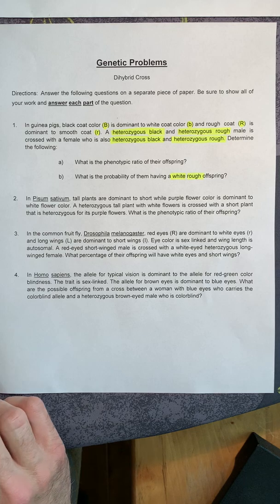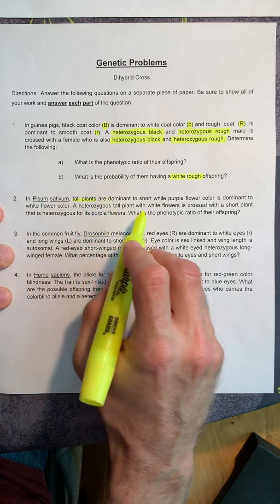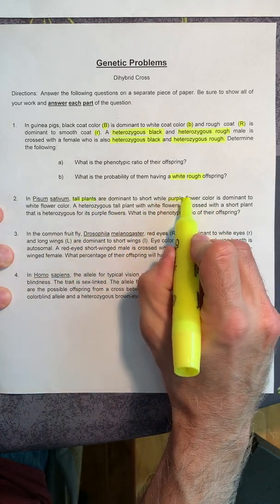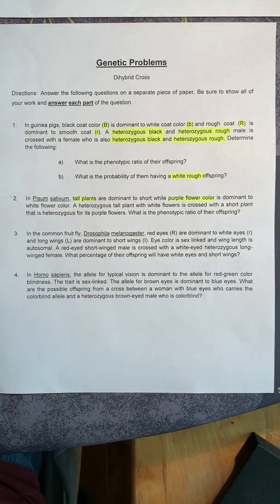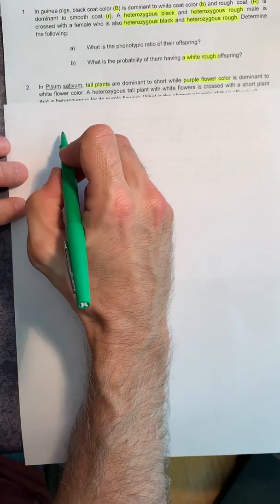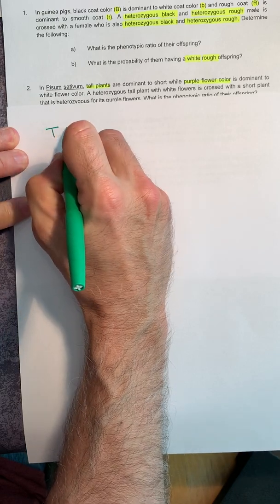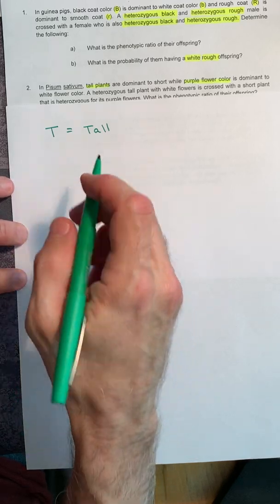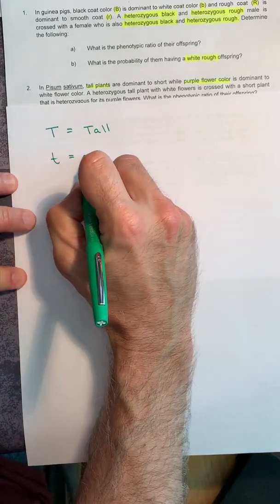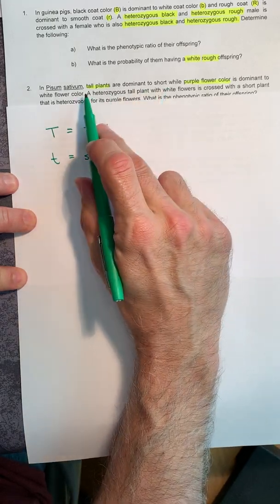So question number 2, it says in Pisum sativum, tall plants are dominant to short, while purple flower color is dominant to white. So let's define those alleles before we start. It says tall and short. Since the tall is dominant, let's use T. So capital T for a tall plant. The characteristic that we're addressing here is plant height. And then little t for short. So tall plants are dominant to short in Pisum sativum.